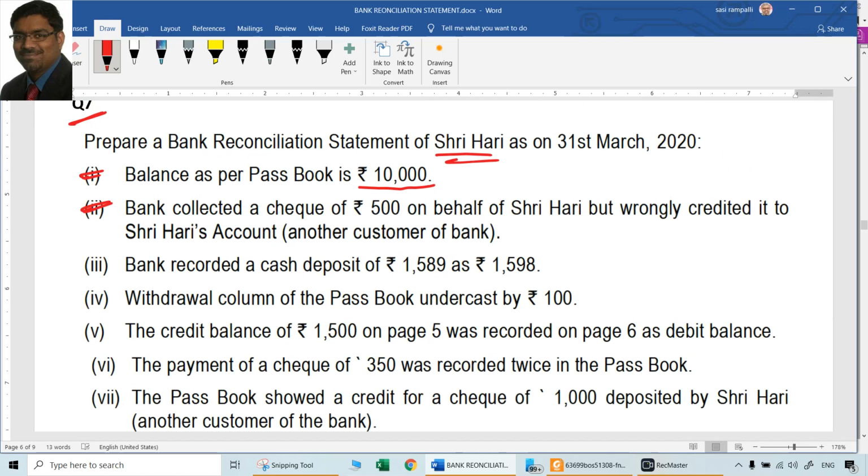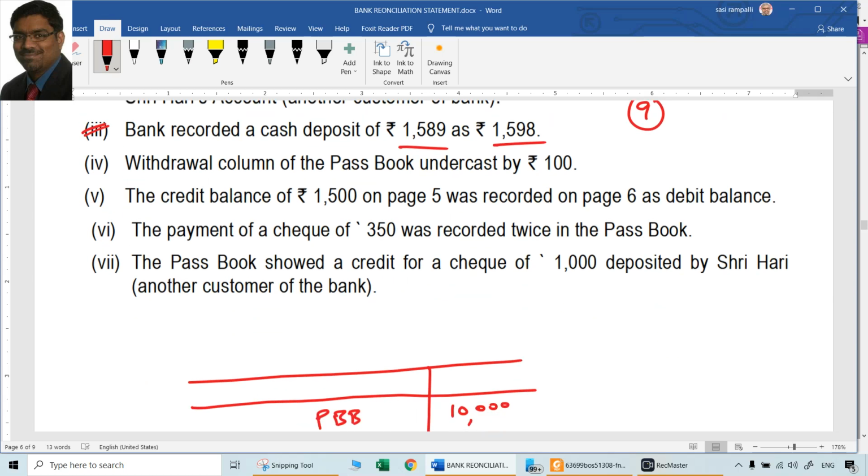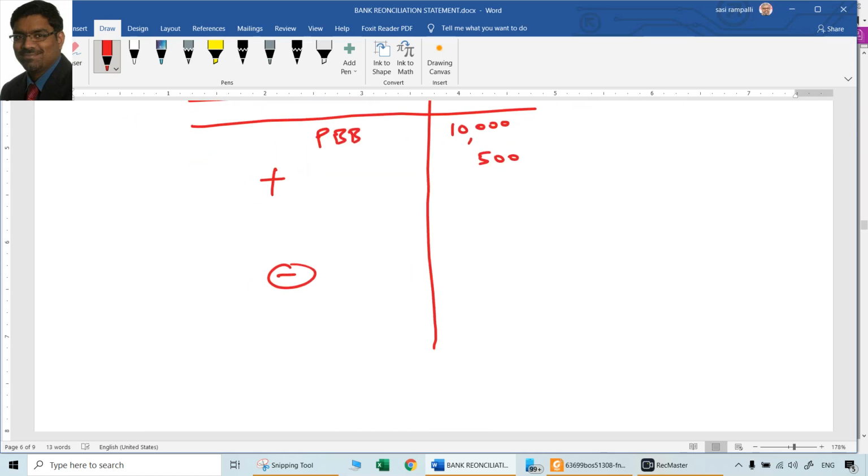Then, third point. Bank recorded a cash deposit of 1589 as 1598. See, ideally, cash deposit means it is a credit naturally in the bank passbook. They should have credited our account with 1589. Rather, they recorded as 1598. So, by mistake, clerical error. So, what is the difference here is 9 rupees. 9 rupees they credited more, because of which balance as per passbook will be more by 9 rupees. Because it is already more, we have to reduce it by 9 rupees.